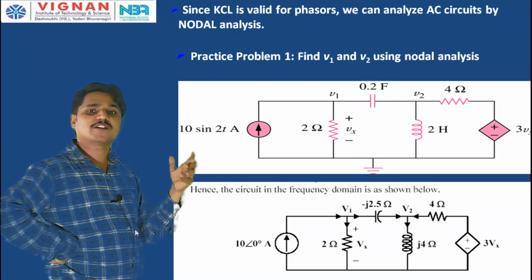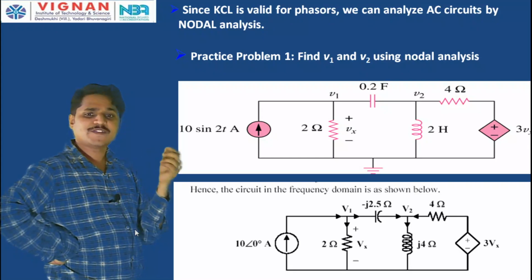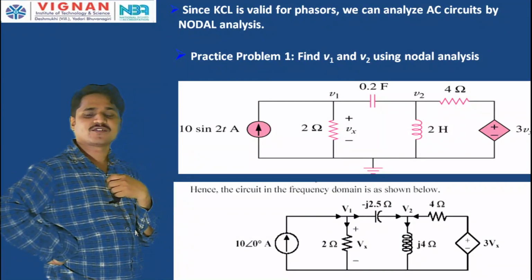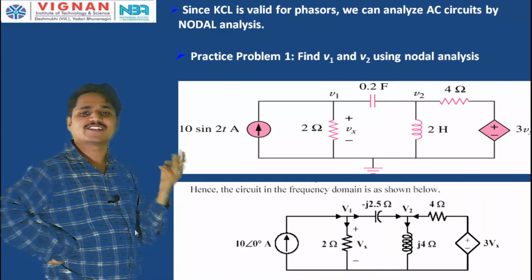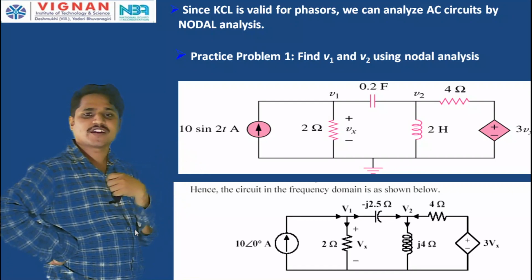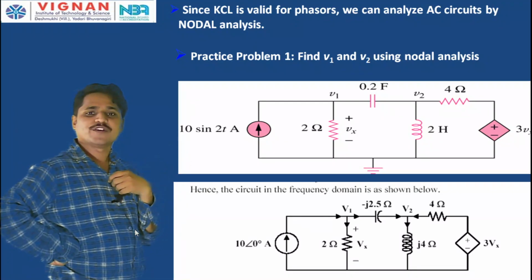Now, the V2 node is also a principal node because V2 connects the capacitor, inductor and resistor. So, 3 elements is more than 2 elements, and a node which connects more than 2 elements we call a principal node. So, V2 is also a principal node.